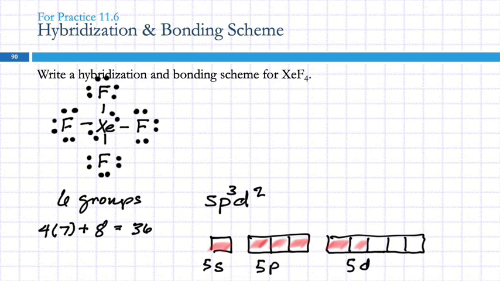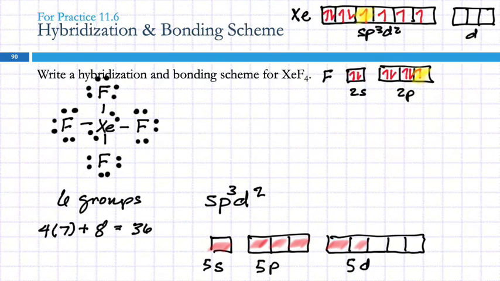Now, the fun part is the drawing. Just to help us see what's going on a little bit better, I'm going to draw the orbital diagrams for xenon and for fluorine. So for the xenon, we've got these 6, right? And then each of the fluorine atoms is going to overlap a half-filled orbital with one of these half-filled hybrid orbitals on xenon. And so we can attempt to draw that.